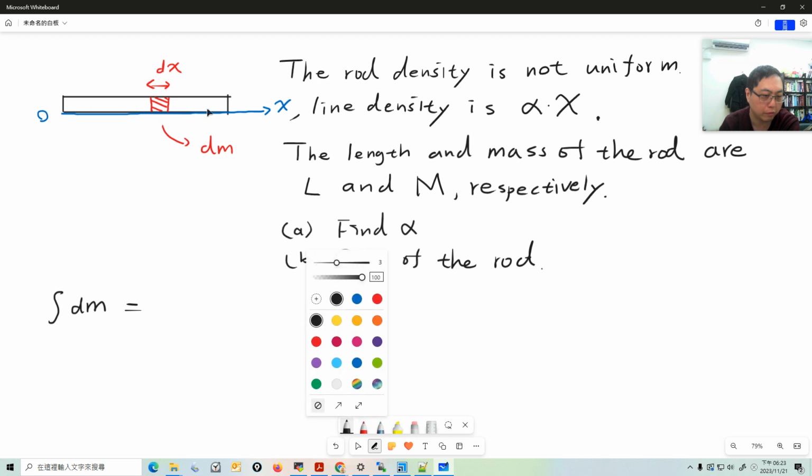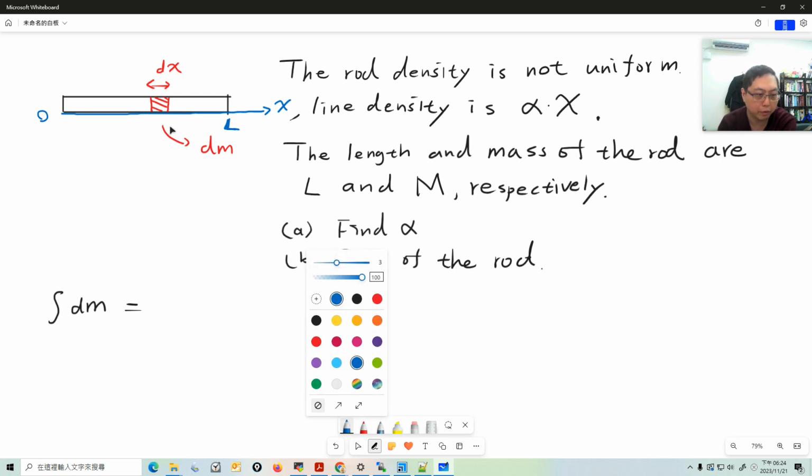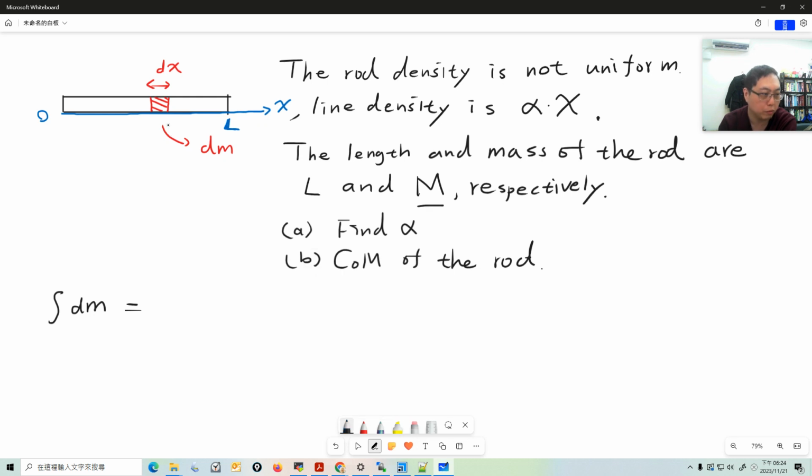That's very useful information, because the length is L. Let's add all these small elements between 0 and L, adding the tiny delta m together. What will we get? We add the tiny masses together and we get the total mass, which is capital M. So the integral of delta m equals M, and we can use this equation to find alpha.